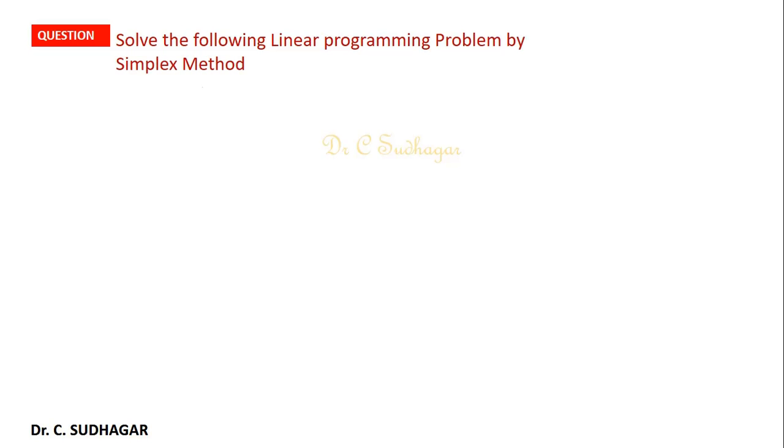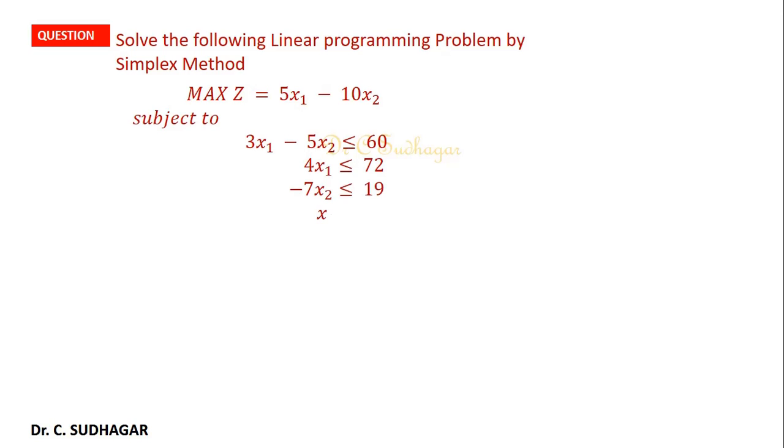Let us take a sample question. Solve the following linear programming problem by simplex method. Maximize z equal to 5x1 minus 10x2 subject to the conditions. These are the constraints given to us. It looks like a very simple question with two variables. Naturally it gives you a temptation that we can solve by graphical method, but it is not possible to solve by graphical method. I will tell you the reason why.